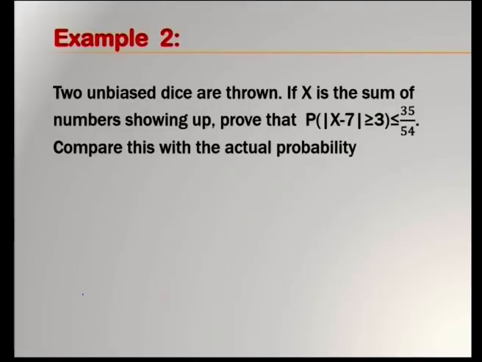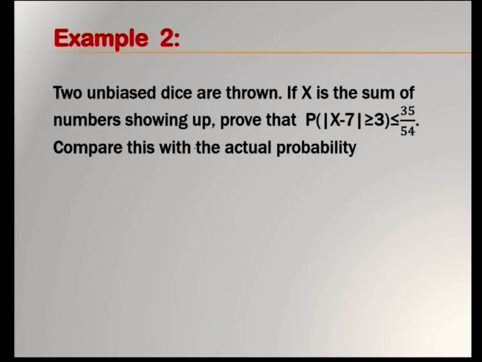Similarly, we can do another example wherein two unbiased dice are thrown. If x is the sum of numbers showing up, prove that P of modulus of x minus 7 is greater than or equal to 3 is less than or equal to 35 divided by 54. Here you see greater than or equal to 3 is less than or equal to means you are asked to find out the upper bound. So, we have to use the first format of Chebychev inequality. Also asked to compare this result with the actual probability.